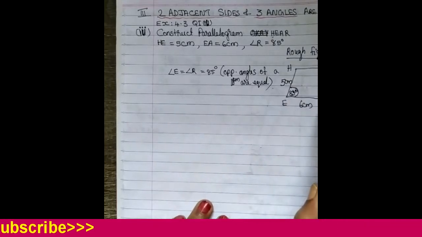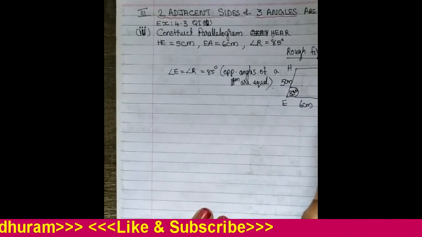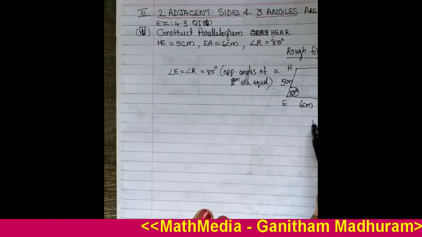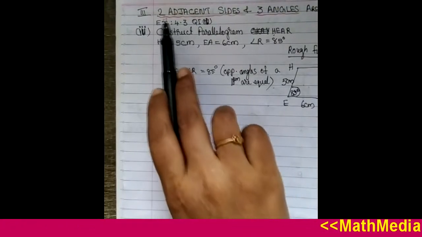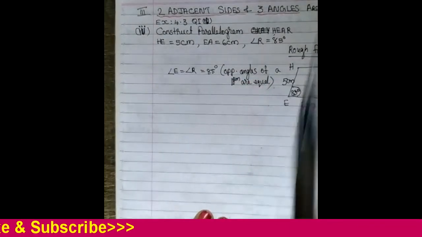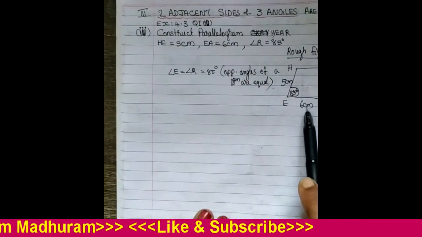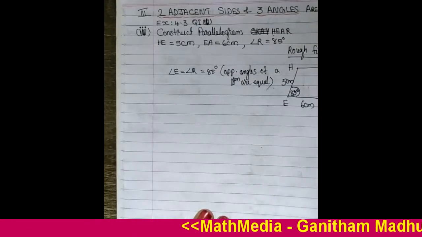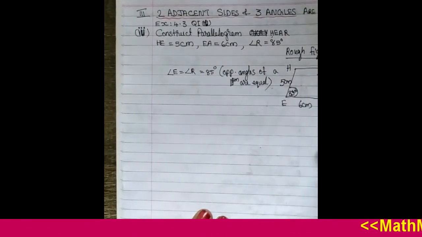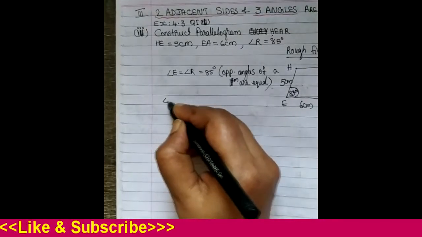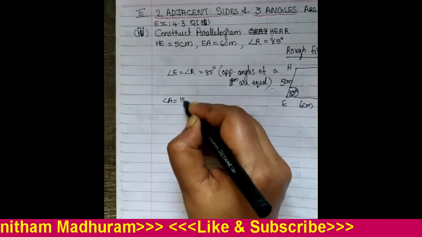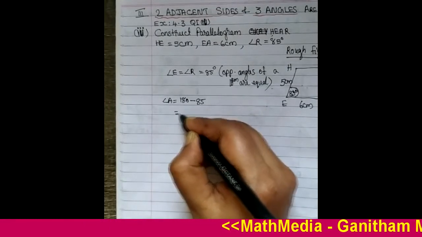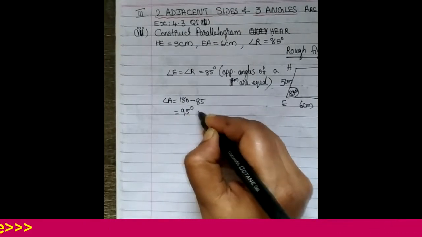Now EA we are taking as the base. We need one more angle. 2 angles now we got. We need one more angle because our construction is 2 adjacent sides and 3 angles. 2 adjacent sides we got, 2 angles we got. By the property of parallelogram we can find the third angle, angle A. Angle A equal to 180 minus 85 degree, that is equal to 95 degree.